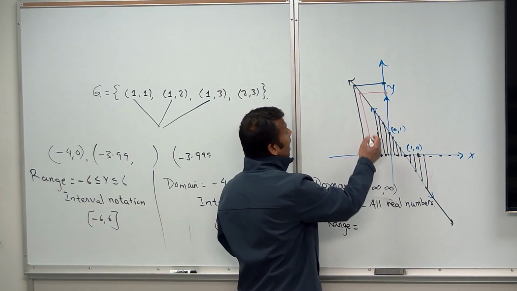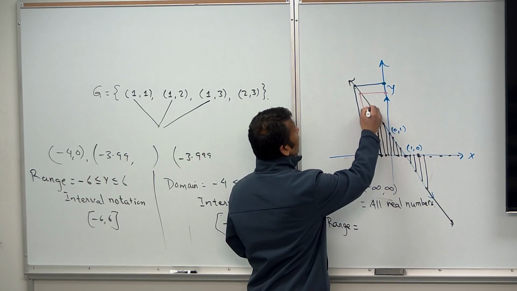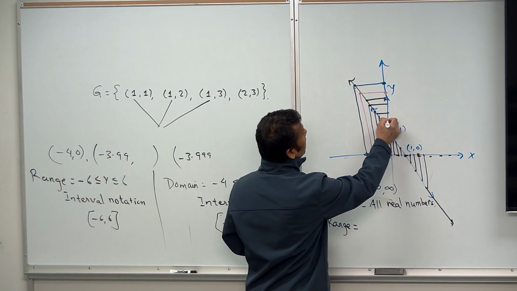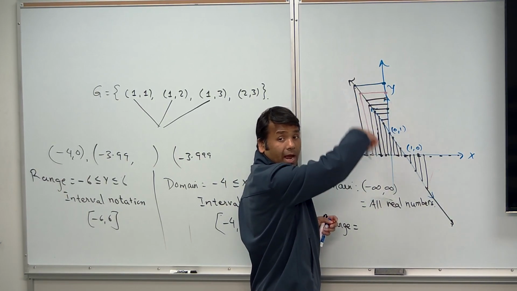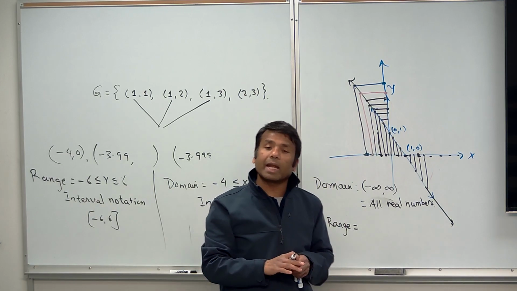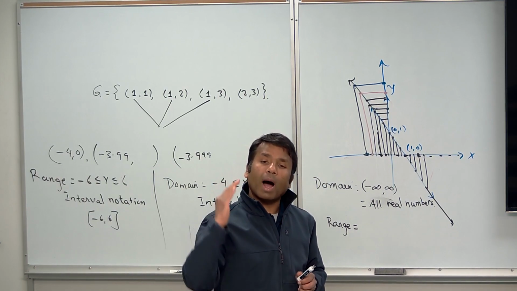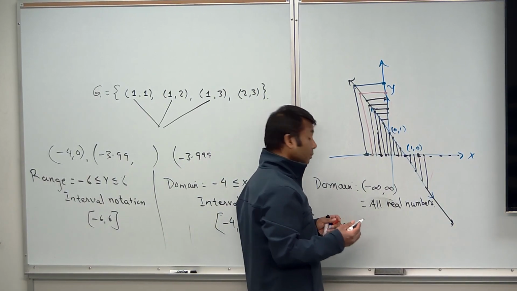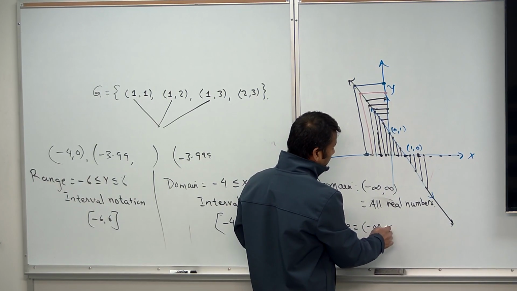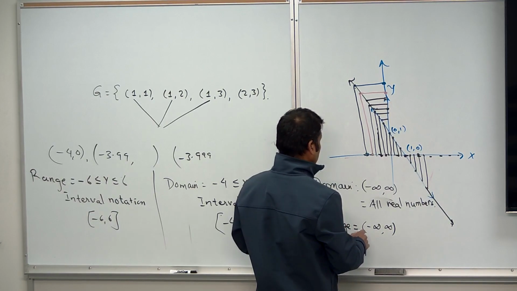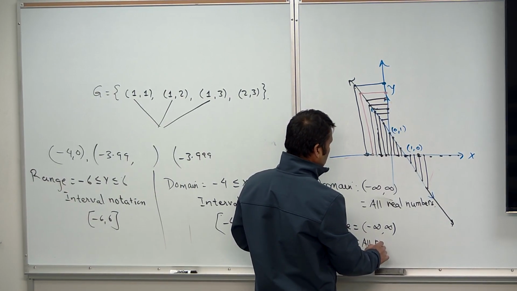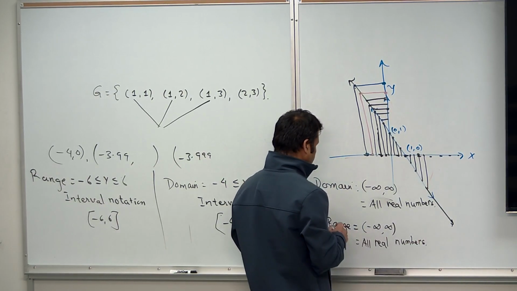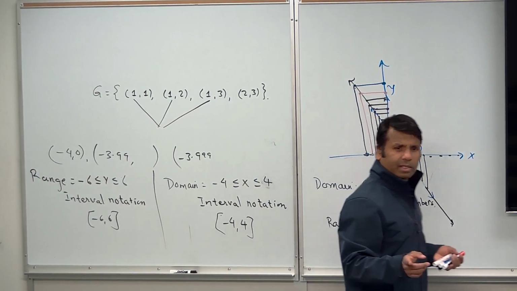The range is the set of all y values, right? If you have a point, this point has the y value here, this point has the y value here, and so on. Every point on the line has a y value on the y-axis. So what will be the range? Yes, this is also negative infinity, positive infinity, so this is all real numbers. Did I make sense?